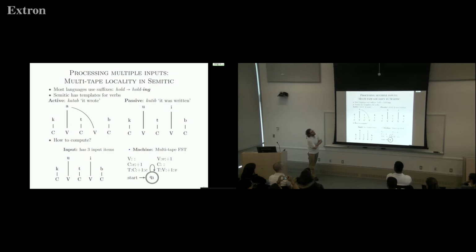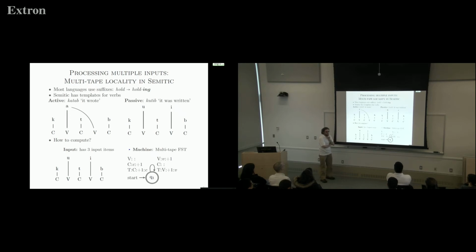But in Semitic languages like Hebrew and Arabic, things get different. In Semitic languages, they use templates with multiple inputs. So for example, let's take a word like katab, "he wrote" or "it wrote." It consists of 3 items: the vowels, the consonants KTB, and these consonant-vowel slots, which go CVCVC. Now, this is an active verb.